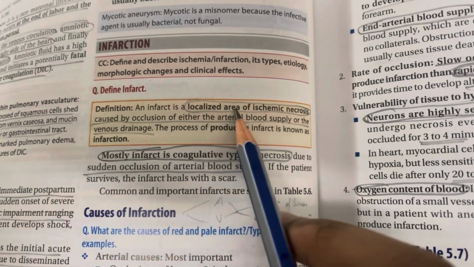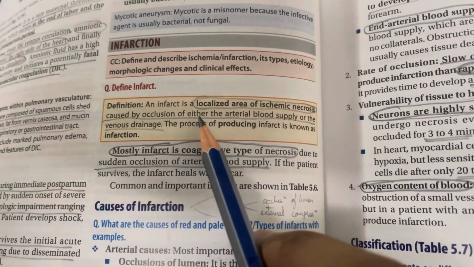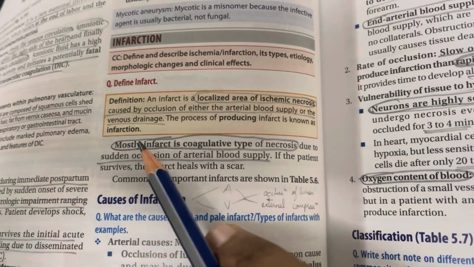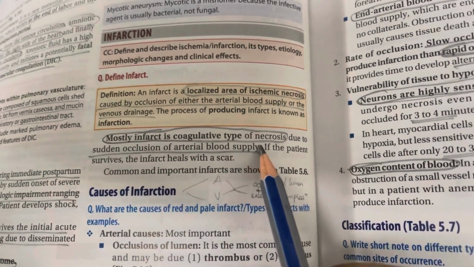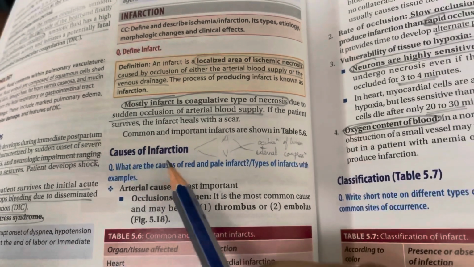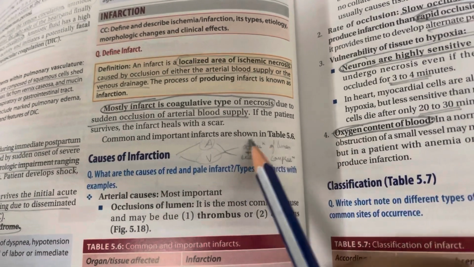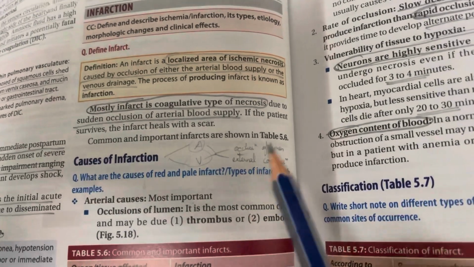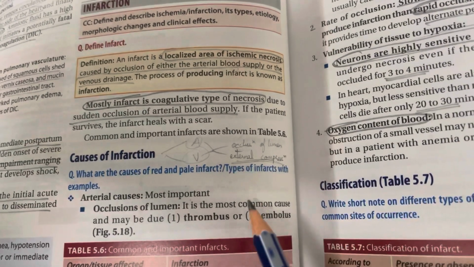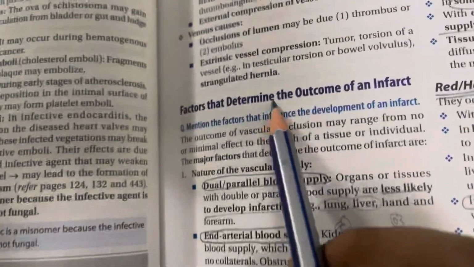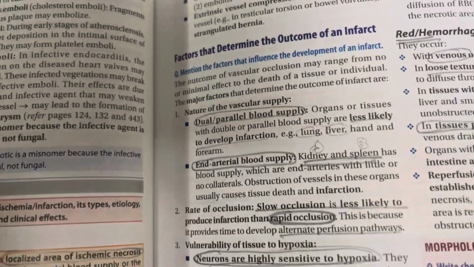An infarct is a localized area of ischemic coagulative necrosis caused by occlusion of either the arterial blood supply or the venous drainage, and the process of producing it is called infarction. Mostly the infarct is of the coagulative type of necrosis. So causes of infarction, again, you have arterial and venous causes. Both cause occlusion of the lumen because of thromboembolism, and external compression in the case of arteries is mostly because of tumors, and in veins is mostly because of strangulated hernia, tumor, or torsion of a vessel, etc.